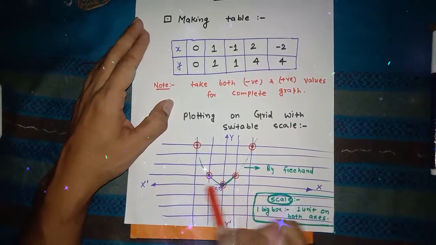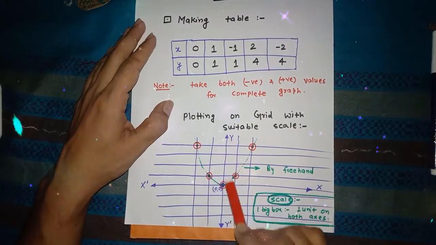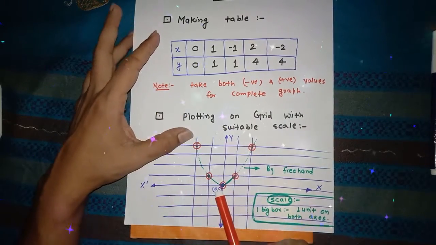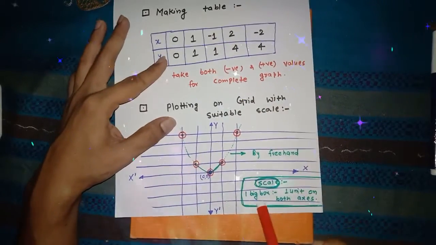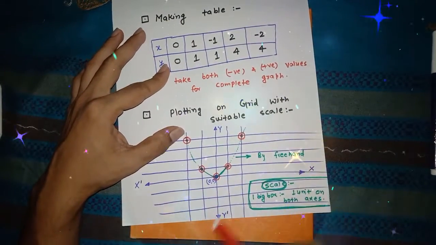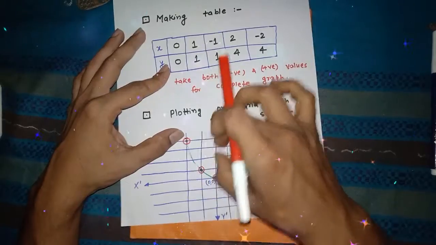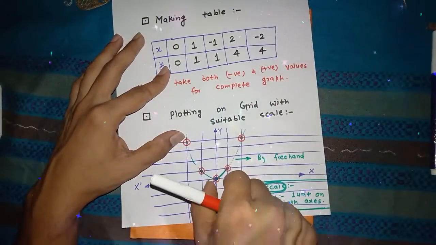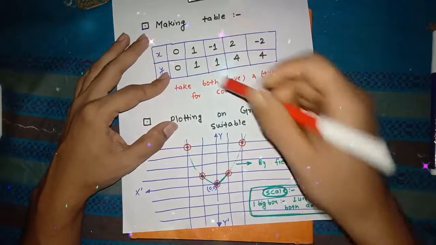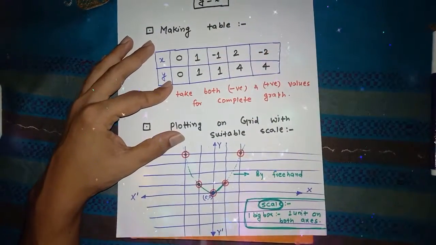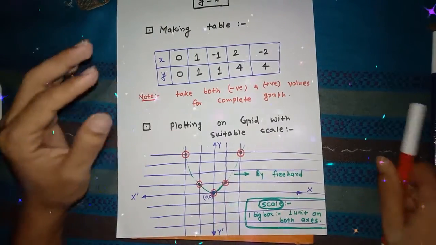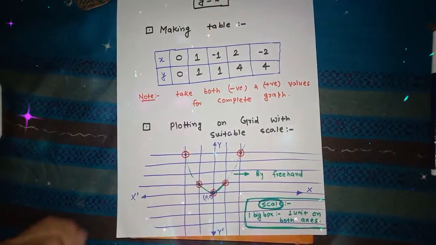Here I have taken the x-axis and here the y-axis. That means this is the origin 0, 0, so I have plotted 0, 0. Now I have taken the scale: one big box is 1 unit on both axes, so this is 1, this is 1, and along the y-axis this is 1 unit as well. So if I want to draw the 1, 1 coordinate, this is 1 and this is 1. It means our coordinate point is here, 1, 1.